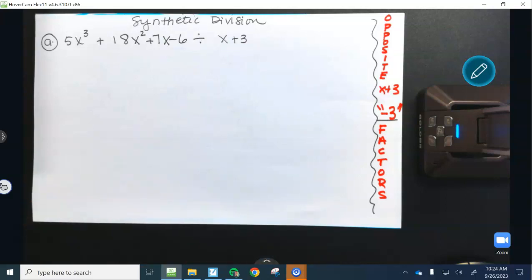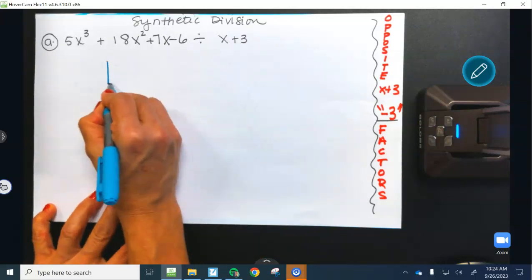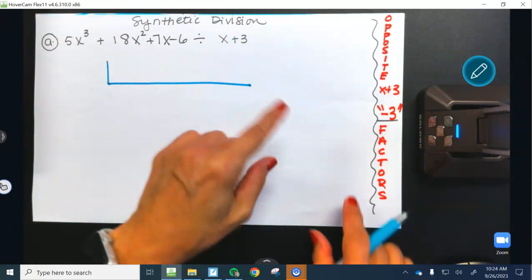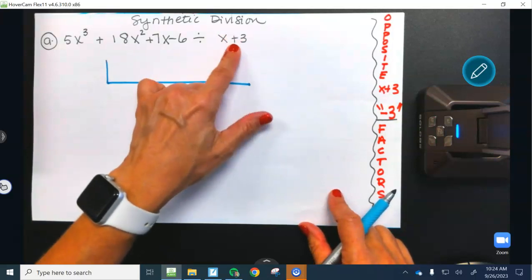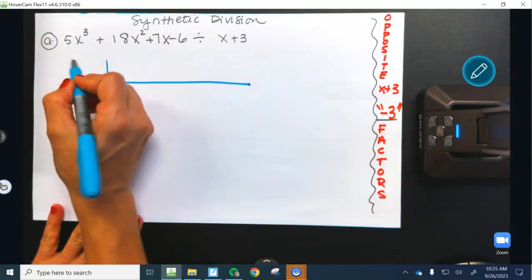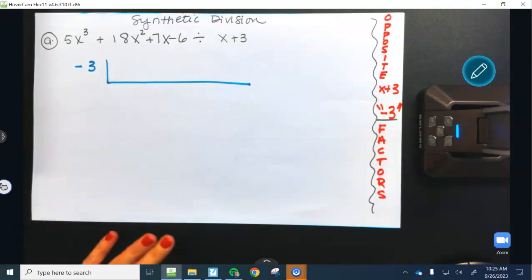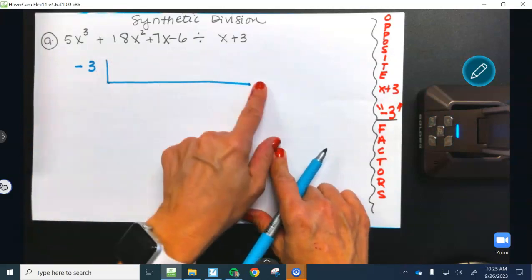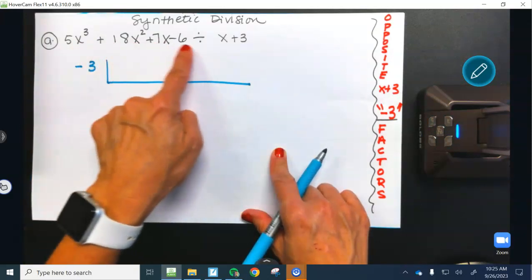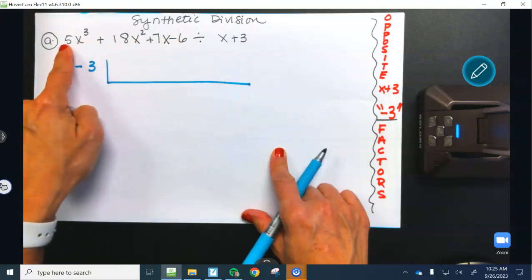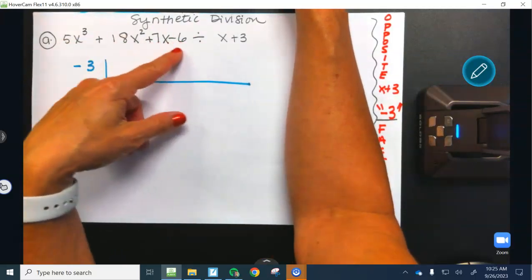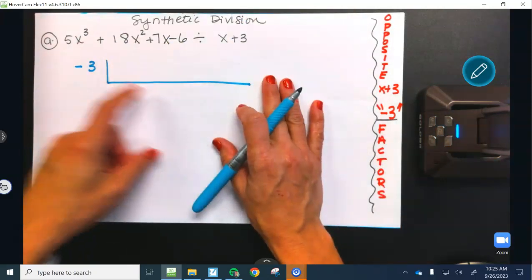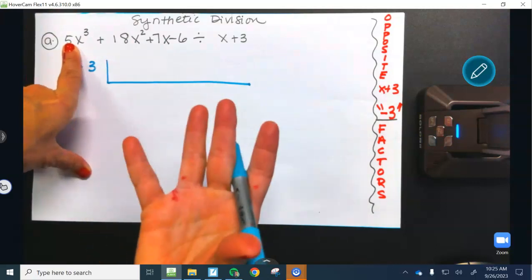All right, so it is fake. So I'm drawing an upside down division box because it's fun. And then see this x plus 3? What's the opposite of positive 3? Negative 3. That's going out here. We're going to fit 2 rows of numbers in the upside down division box. The first row are the coefficients right here. And guys, as I was moving my finger across here, I was making sure all of the degrees were represented, which they are. So we can go in order also. It's already in descending order.